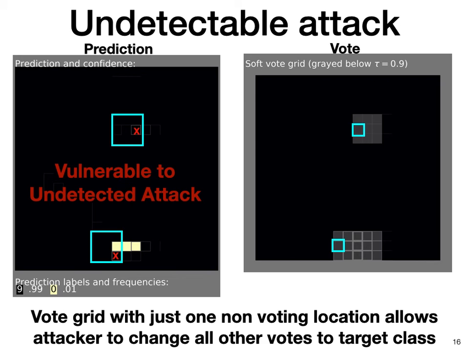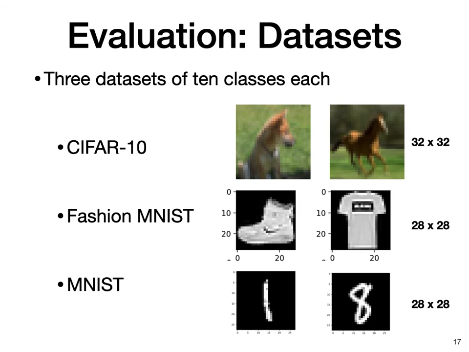These have been the details of our defense. Now let's look at how well it works. We evaluate on 3 data sets, each with 10 classes. CIFAR-10 is 32 by 32 color images of an object in a scene. Fashion MNIST and MNIST are 28 by 28 grayscale images. Fashion MNIST of clothing, MNIST of handwritten digits.